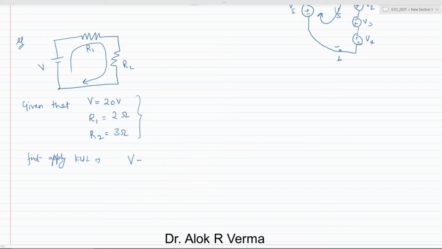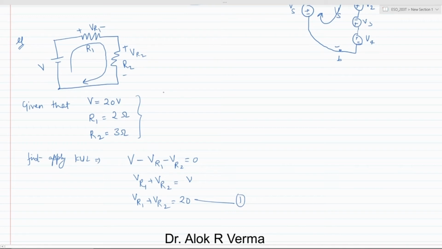Starting from the reference, the voltage V is a rise, then we have a drop VR1, positive to negative, and then VR2, positive to negative, so minus VR2 is equal to 0. From here we can say that VR1 plus VR2 is nothing but V. So VR1 plus VR2 is 20. This is equation 1.